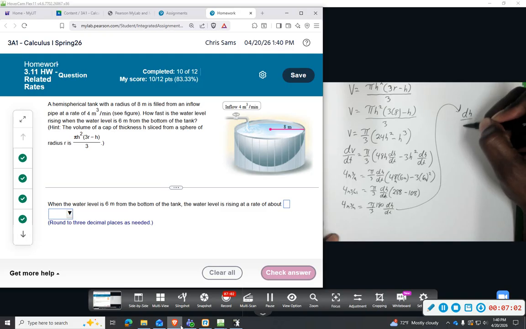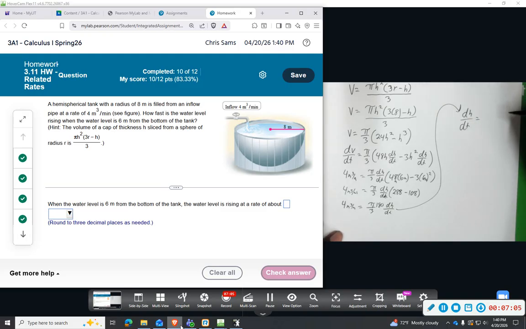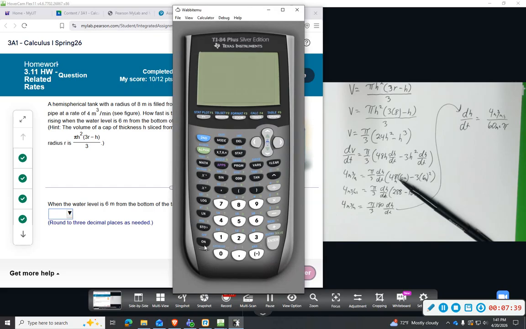So dh/dt is equal to 4 meters cubed per minute divided by 60 meters squared times pi. You're dividing by this to get it away from dh/dt. So here's our answer. We want to round to 3 decimal places, and that'll be meters per minute once the variables settle. Let me double check all this math just to make sure.